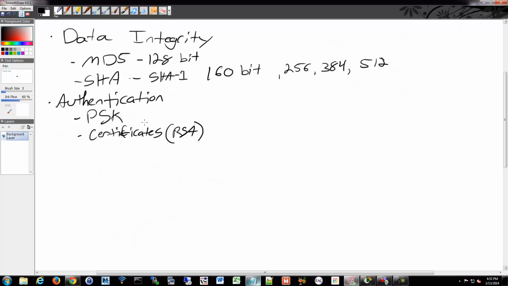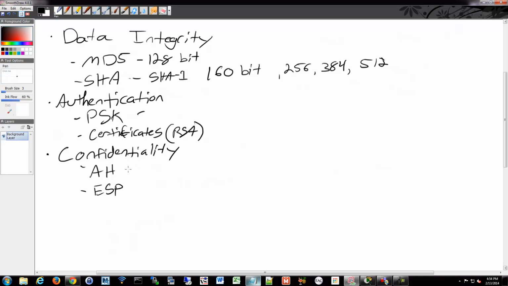So it's really up to you how you want to do it. The majority of people do pre-shared key though. Then our last piece of the puzzle is confidentiality. There's two different headers we can use in an IPsec tunnel. There's the authentication header, AH, and there's the encapsulating security payload, ESP.